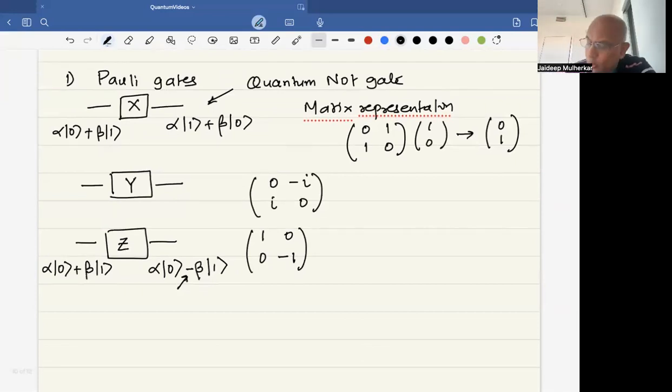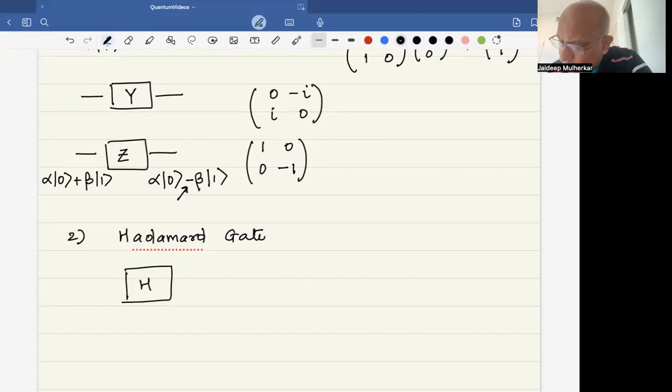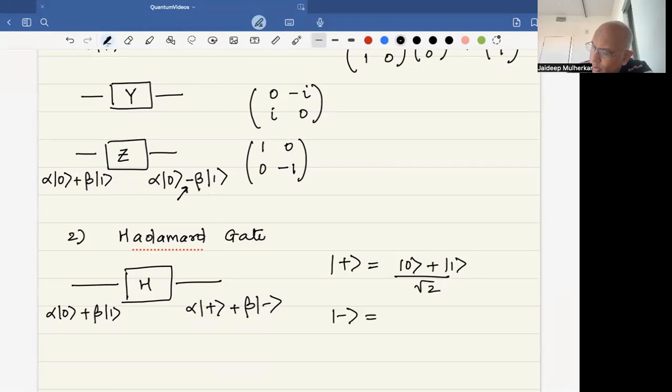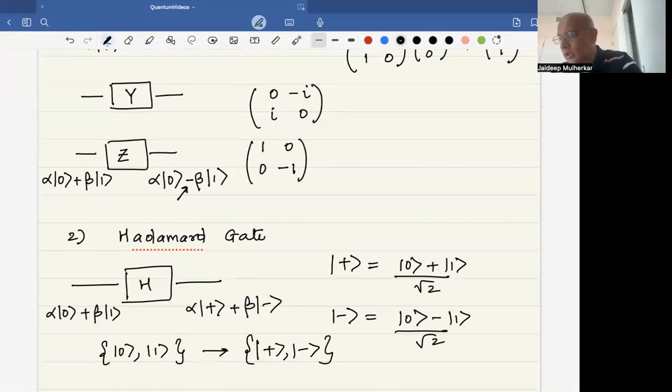Okay, another important example of a single qubit gate is the Hadamard gate. The Hadamard gate will be pretty important later. The Hadamard gate takes alpha ket 0 plus beta ket 1 to alpha ket plus plus beta ket minus, where plus is the superposition of 0 and 1, and minus is 0 minus 1 over square root of 2. It turns out that plus and minus, just like ket 0 and ket 1, are also a basis of C2. In fact, they are an orthonormal basis. And so the Hadamard gate converts the ket 0, ket 1 basis to the ket plus, ket minus basis. So that's the Hadamard gate.